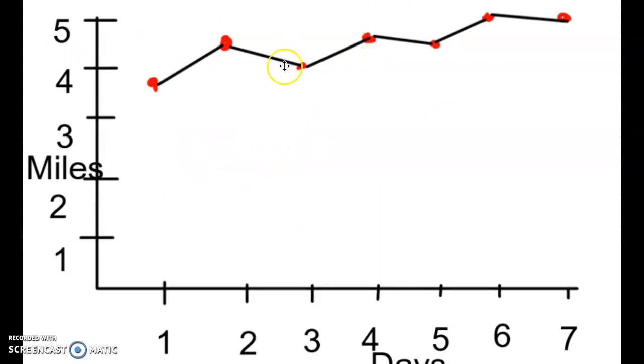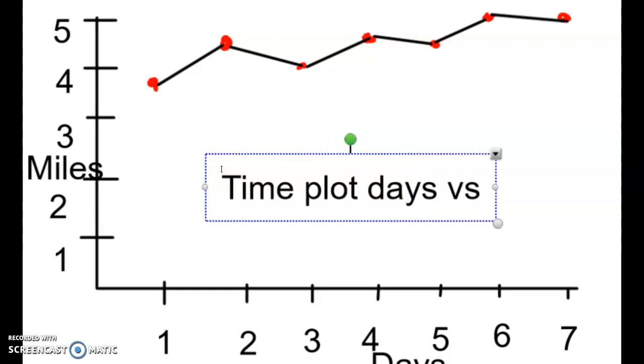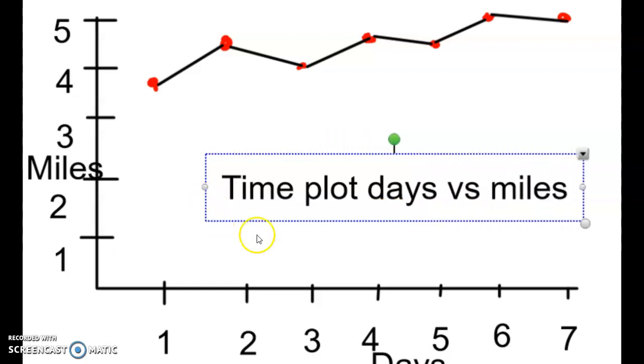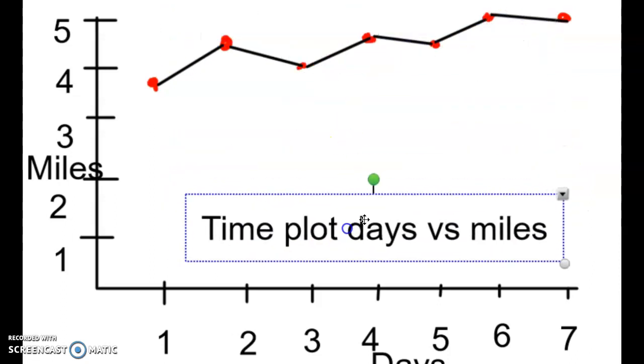The only other thing, and I'm going to type it in the middle because I won't have room at the top, is the title. This is a time plot, days versus miles, or miles over days, or something like that. You can name it something different. Typically you put it at the top, but you've got to be able to see it. I didn't give myself enough space here to make it into a bigger box for you to see.